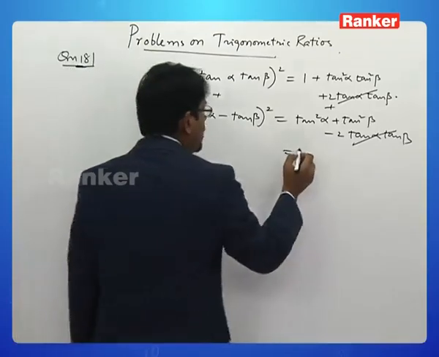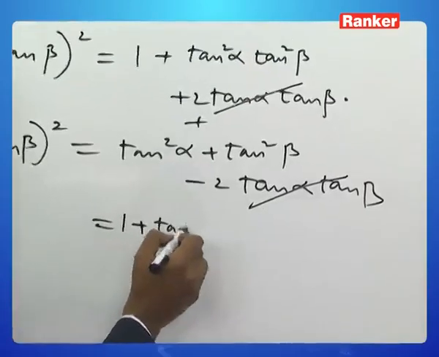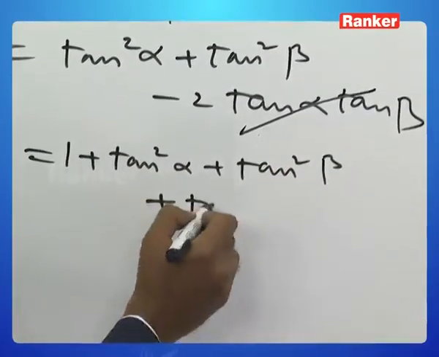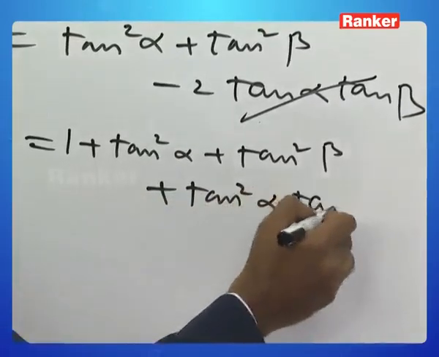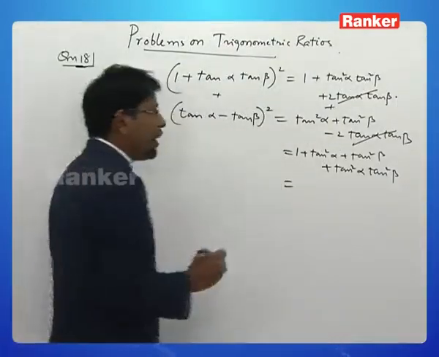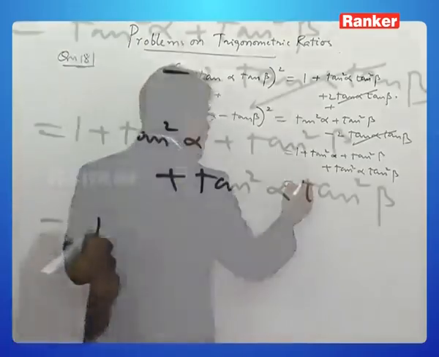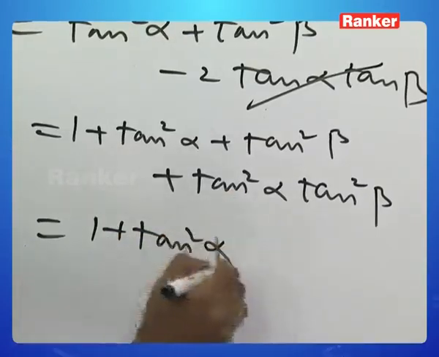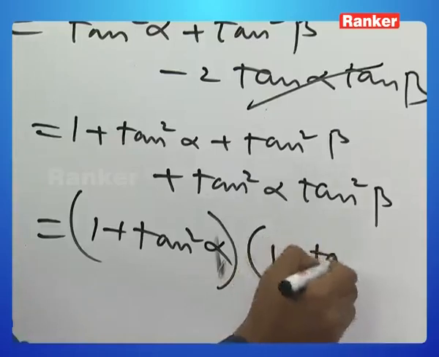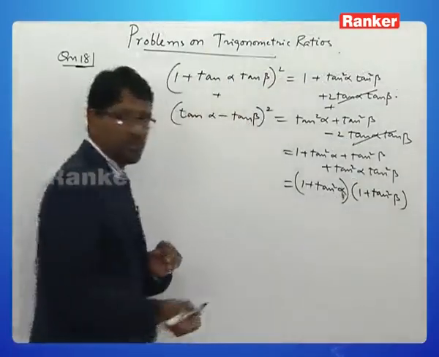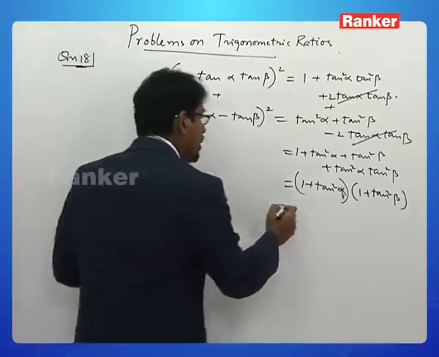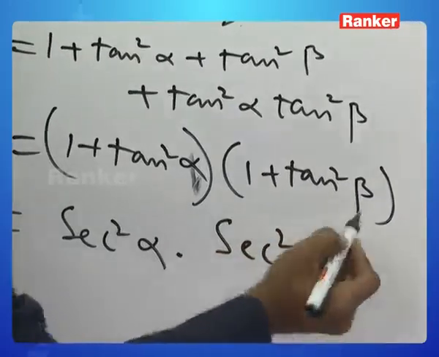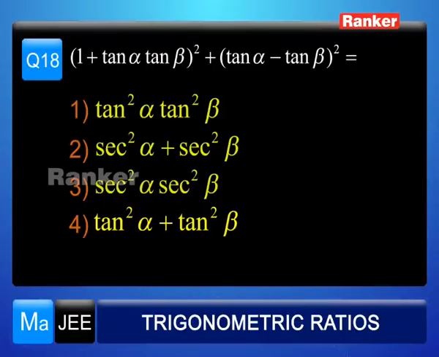And what will you be left with on the right hand side? 1 plus tan square alpha plus tan square beta plus tan square alpha into tan square beta. Now if you observe carefully, it's nothing but 1 plus tan square alpha into 1 plus tan square beta. And that is secant square alpha into secant square beta, appearing in option 3, which is the right answer.